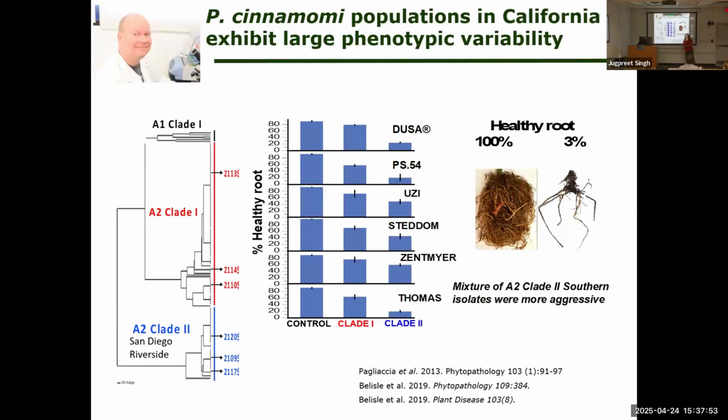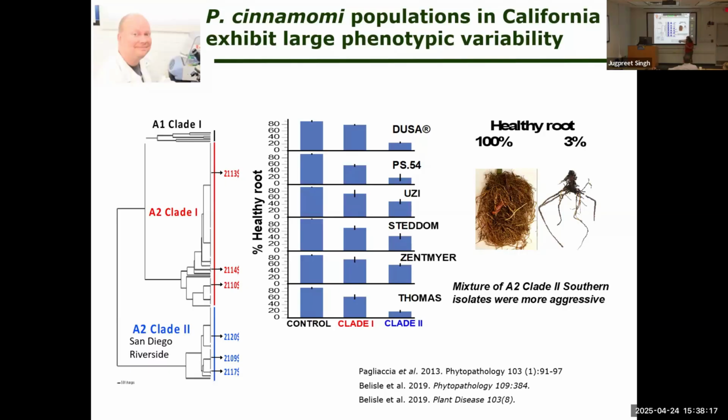I need to know how virulent my pathogen is, how complicated it is, genetically and phenotypically. So when I started my job, they did the first genotypic characterization of the pathogen population, and it was interesting that at that time, Paglasha with Greg Douhan found two groups of Phytophthora cinnamomi associated with avocado.